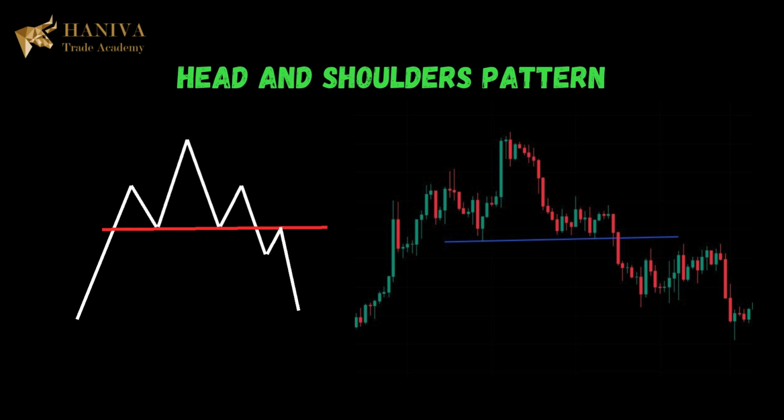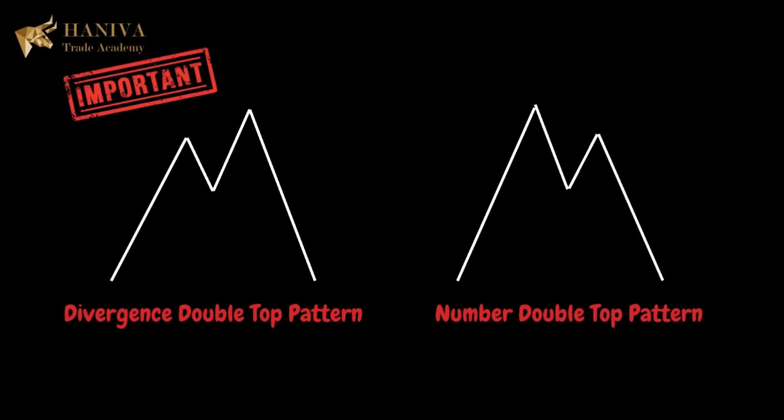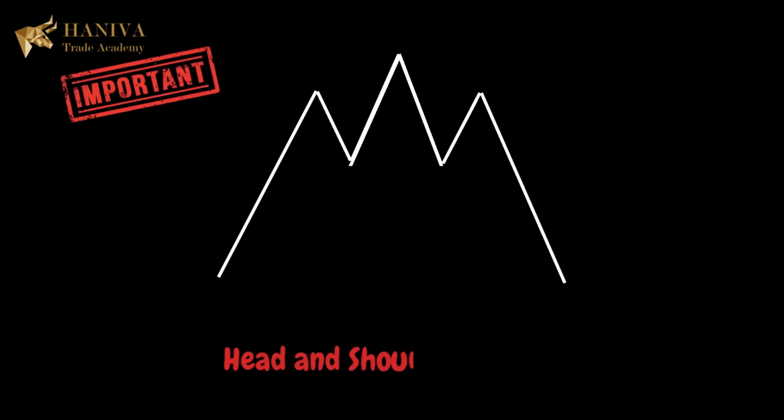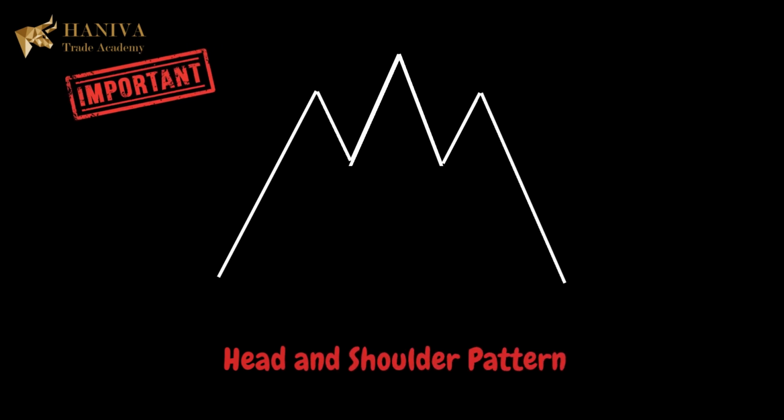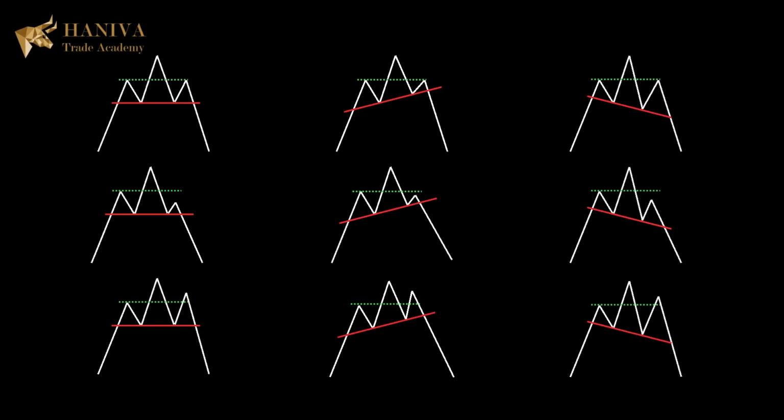When this pattern takes shape on the chart as we described, we can expect a price drop and a change in trend from bullish to bearish. The head and shoulders pattern can be considered a combination of a divergence double top and a number double top. Also, the head and shoulders pattern can appear in 9 different shapes on the chart, as illustrated in the image. In all cases, we can enter a trade upon breaking the neckline.